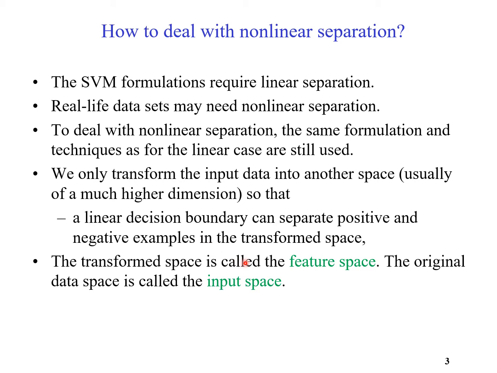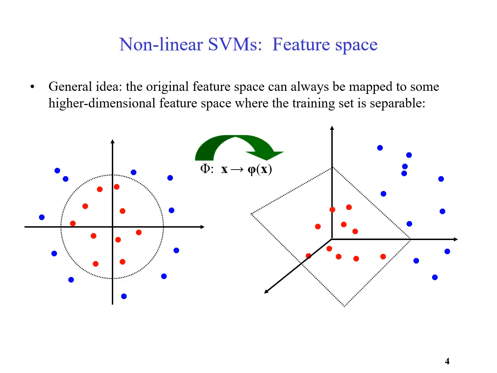We have some terminology here. Feature space is the data space of expanded dimension. I said we expand the input dimension into higher dimension, right? So that expanded dimension is called a feature space, and the original data space is called input space. You're going to see these terminologies many times later on.